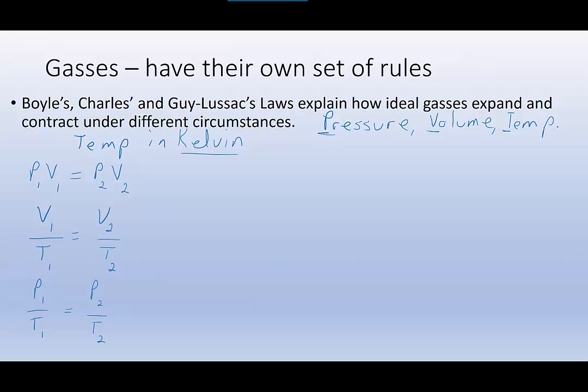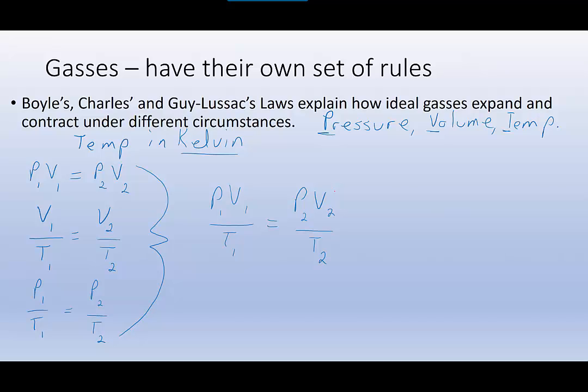You combine these together, and typically this is how you see them. P1V1 over T1 is equal to P2V2 over T2. So the initial pressure times volume divided by temperature is equal to the final pressure times volume over temperature. Like I said, there is one more relationship that comes out of this, which is called the ideal gas law, which you'll come up with in the lab.